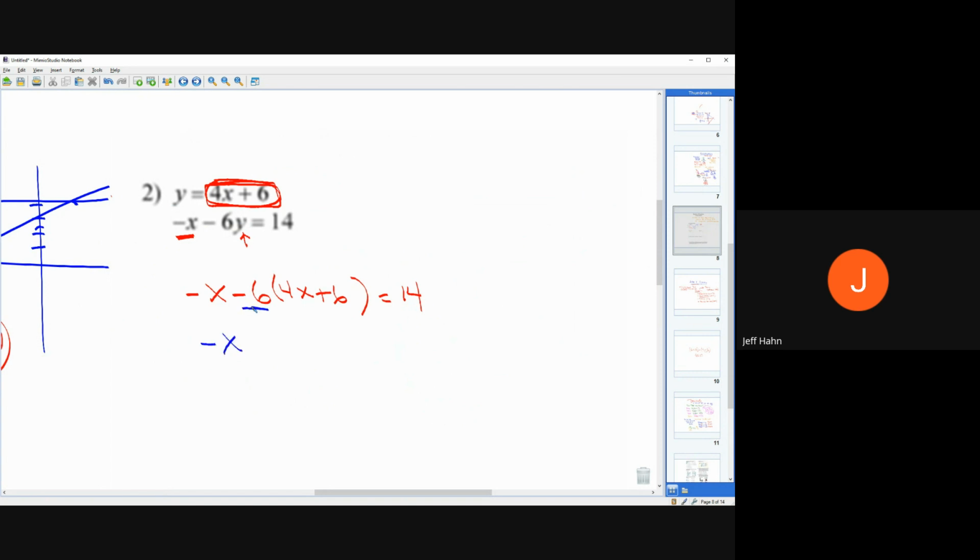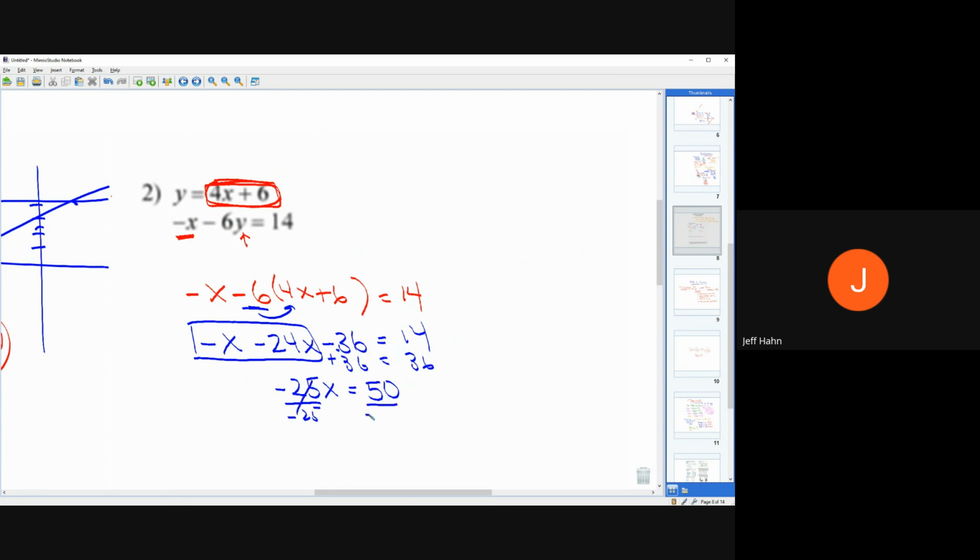Negative x, negative 6 times this is negative 24x. Negative 6 times that is negative 36. That equals 14. What do I get if I put these two together? Negative 25x. I want my x's by itself, so I add 36. Oh, look, this is going to work out nicely. 14 plus 36 is 50. And then solving, I divide by negative 25, which is good.